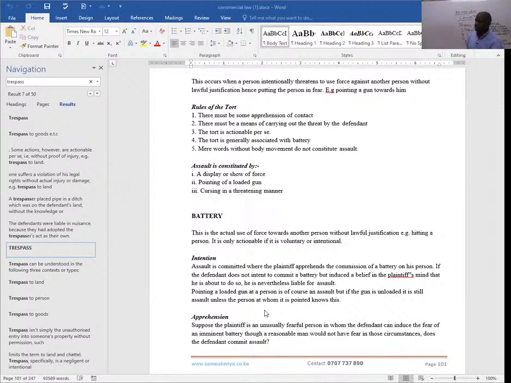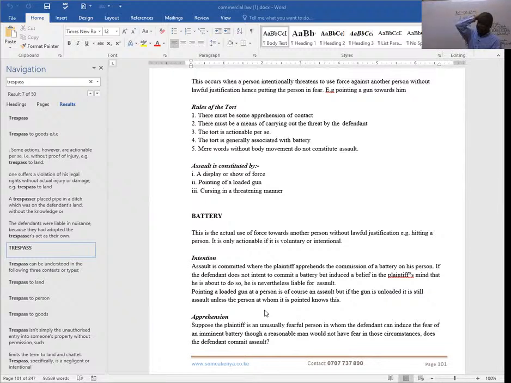It is also actionable if it is voluntary or intentional. So what do they mean by intention? Assault is committed where the plaintiff apprehends the commission of a battery on his person. If the defendant does not intend to commit battery but induces a belief in the plaintiff's mind that he is about to do so, he is nevertheless liable under assault. So by instilling fear, you'll be accused under assault.